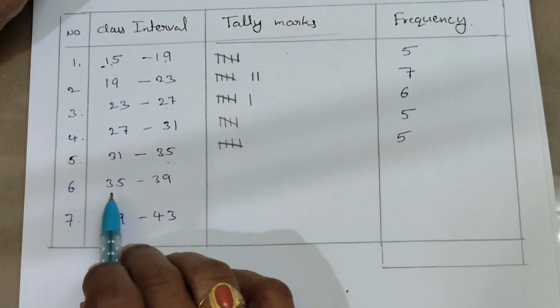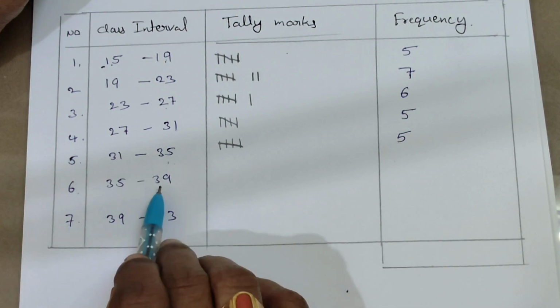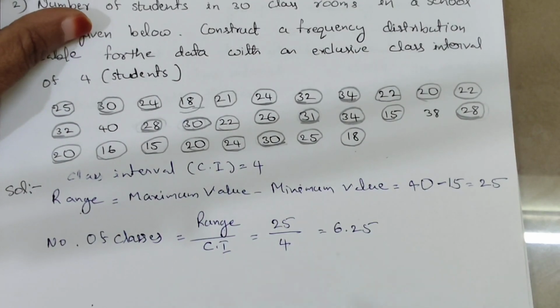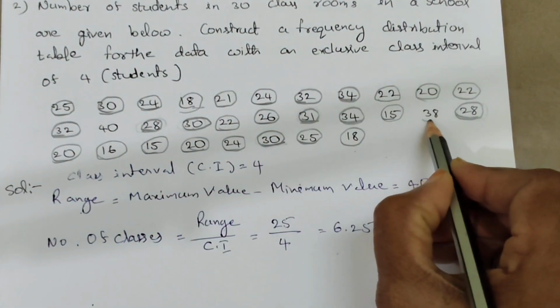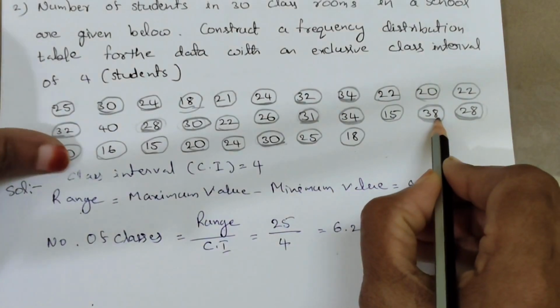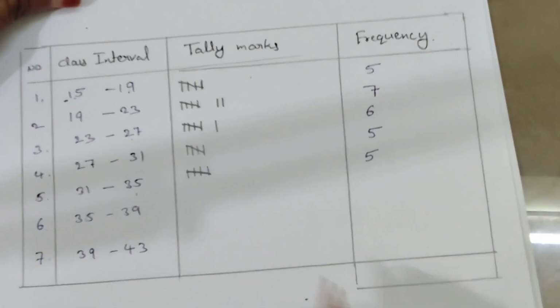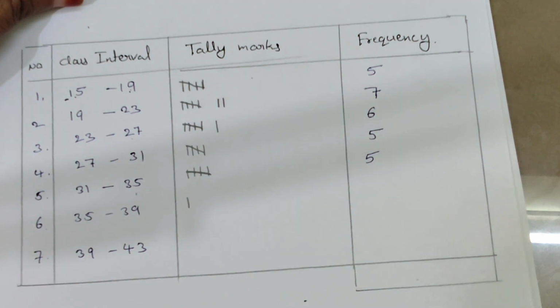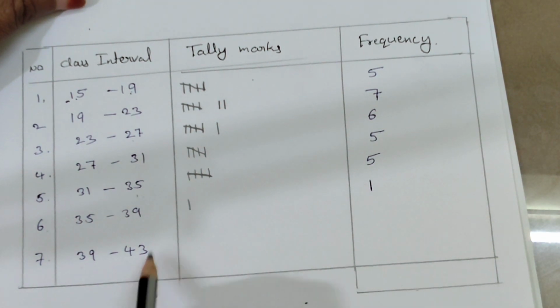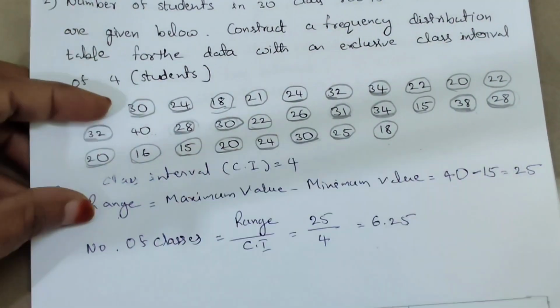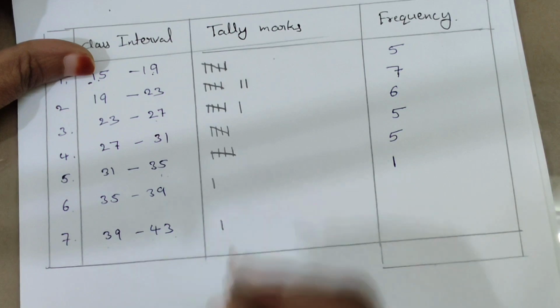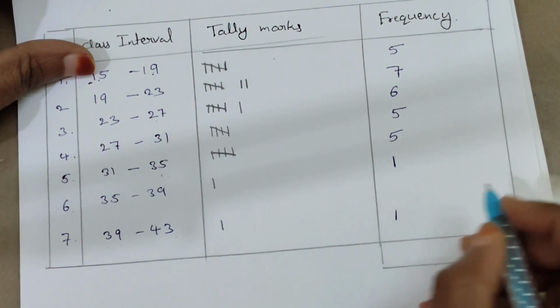Next, the sixth class is 35 to 39. Now we count the numbers. In 35 to 39, only one number is there, that is 38. We write one tally mark, and the frequency is also 1. Now the next class interval is 39 to 41. Here only the last final number, 40, is there. So we write 1 tally mark, and the frequency is also 1.